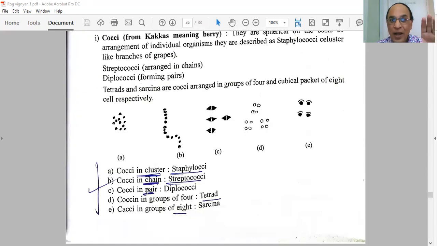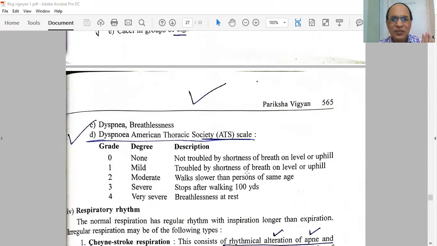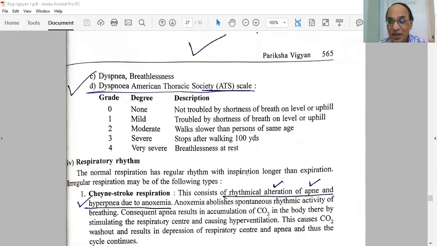Then you can see here cocci, cluster, staphylococci, chain, streptococci, pair, diplococci, group, tetrad, and the eight. So all these things are immediately understood only because of pictures. Then comes the Pariksha Vigyan, examination of respiratory system, dyspnea. There he has followed the international protocol. Dyspnea, American Thoracic Society, ATS, 0, 1, 2, 3, 4. The students must know the quantitative measure of this pathological aspect.